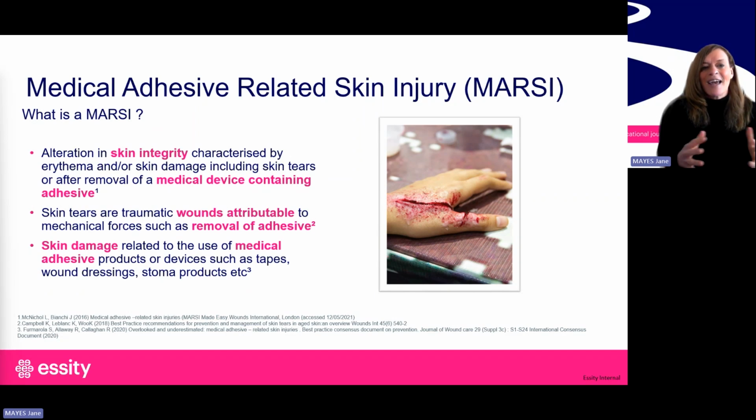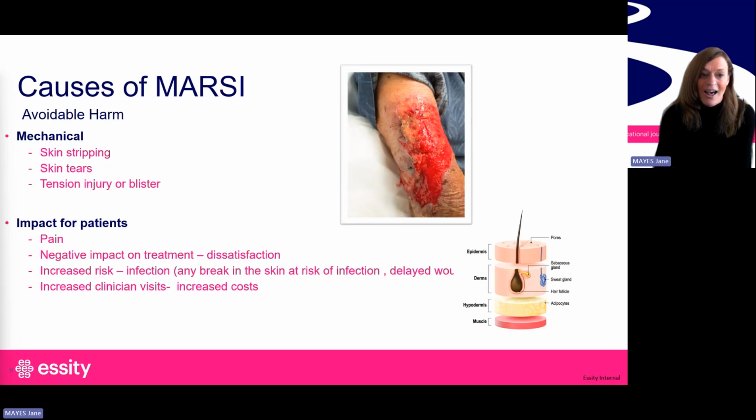So now I've given you a nice definition of MARSI, let's look a bit deeper at elements of this avoidable harm. As well as compromising the skin barrier and delaying wound healing, medical adhesive-related skin injuries can cause pain and distress to the patient, and can cause further morbidity, for example wound infection or infections of the skin. It's an anxiety-provoking element, and it really does impact on quality of life.